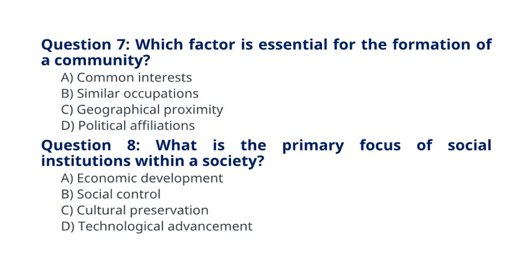Question 8. What is the primary focus of social institutions within a society? A. Economic development. B. Social control. C. Cultural preservation. D. Technological advancement. The correct answer for question 8 is option B. Social control.